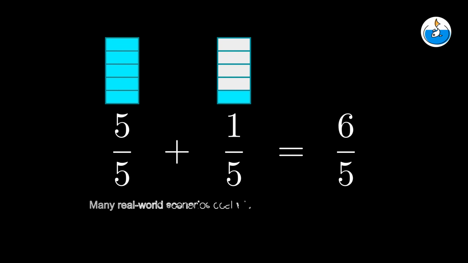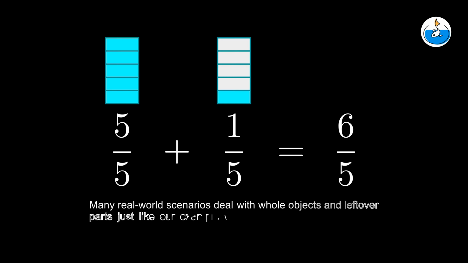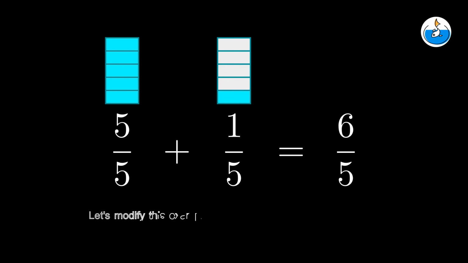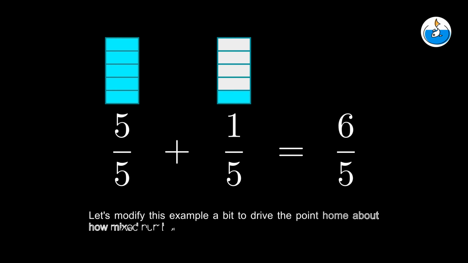Many real-world scenarios deal with whole objects and leftover parts, just like our example with pizza pies. Mixed numbers make it easier to visualize the quantity represented by the fraction. Let's modify this example a bit to drive the point home about how mixed numbers make it easier to represent quantities.